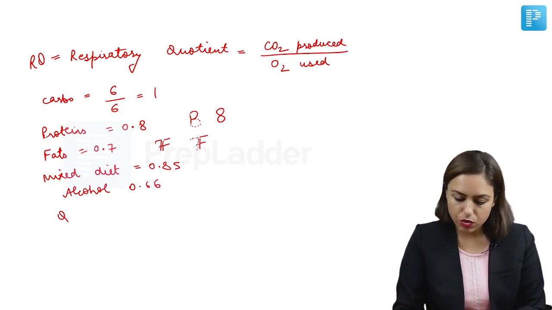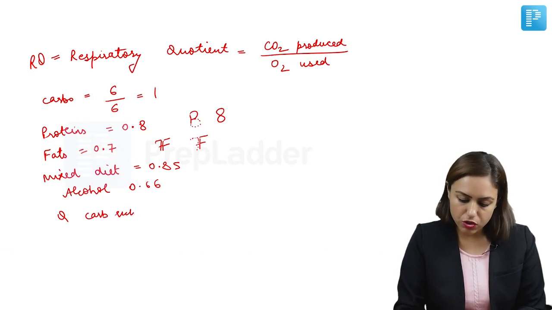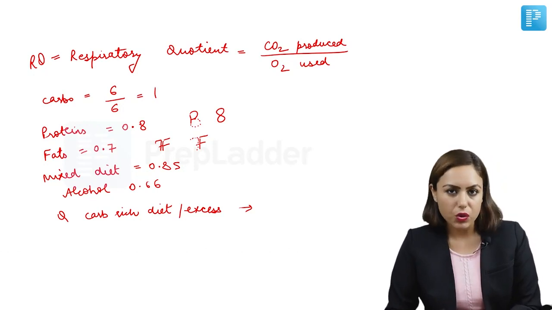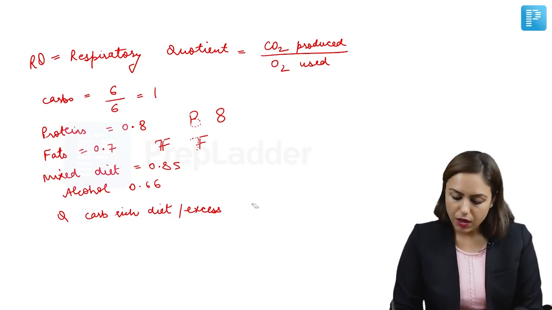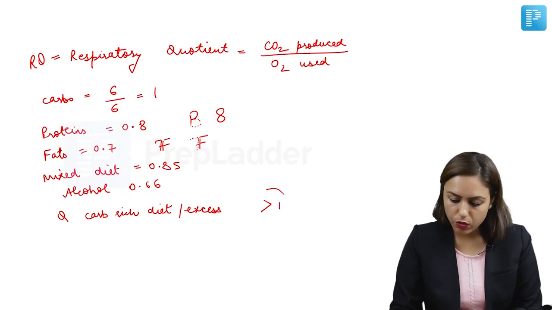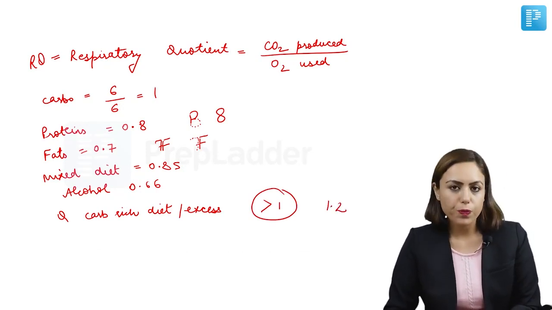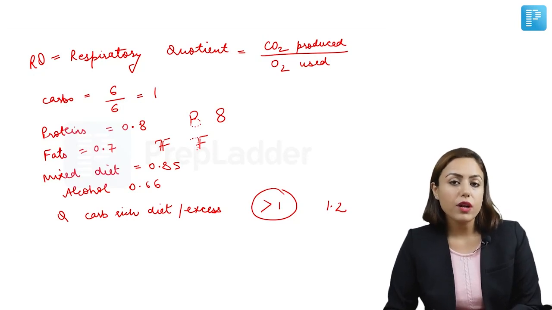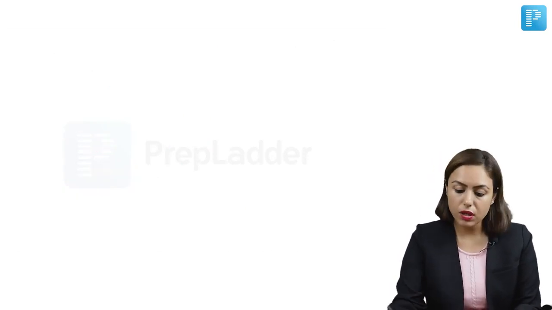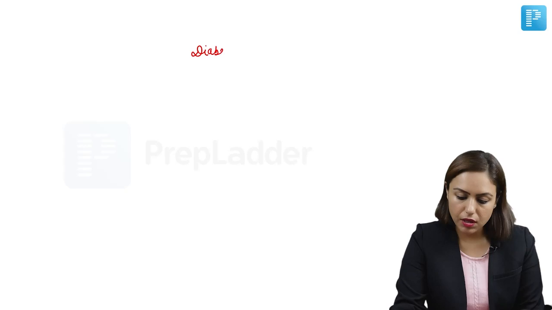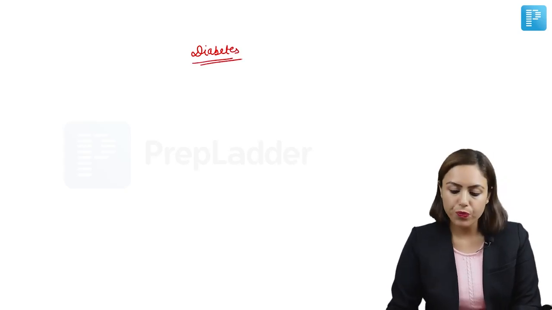And if they ask you that a carbohydrate rich diet or excess carbohydrate diet is taken, then what is RQ? Then you will say RQ is more than 1, usually 1.2. Okay. And they ask you what happens to RQ in diabetes.